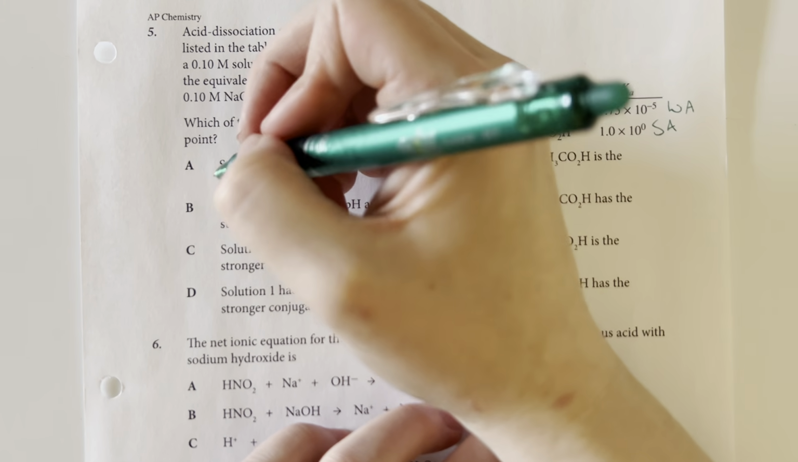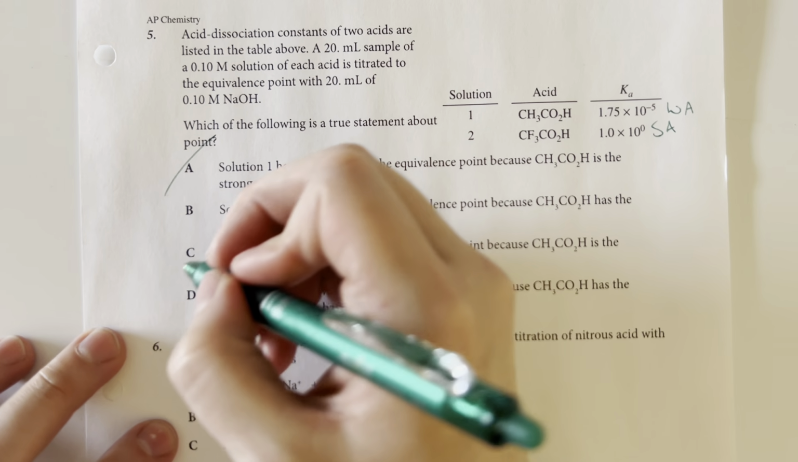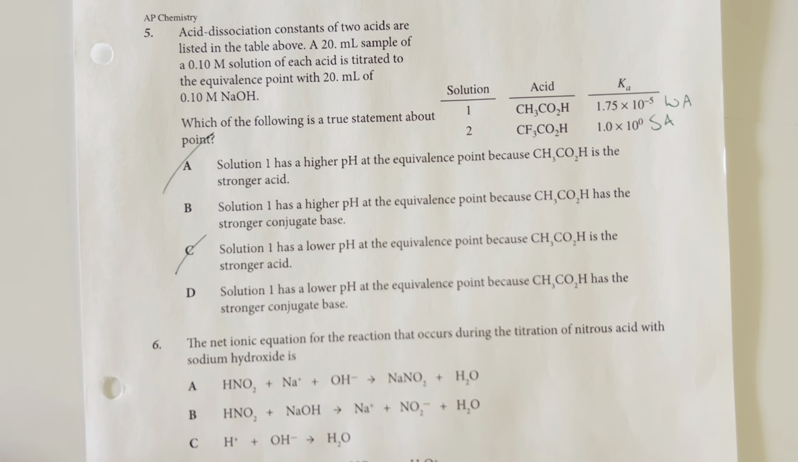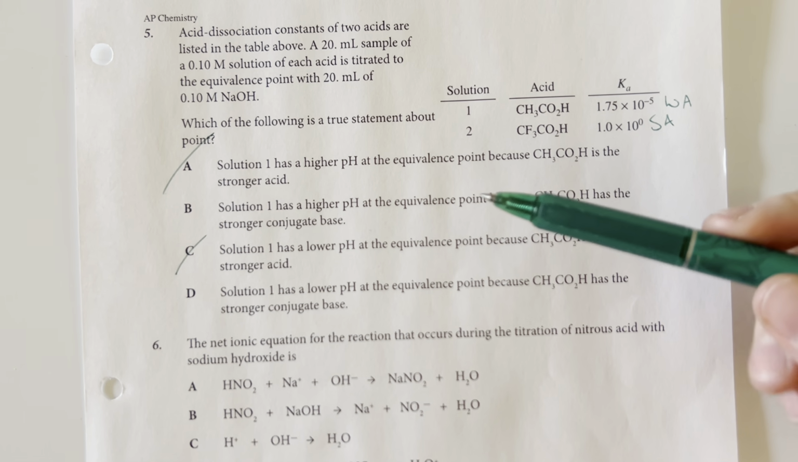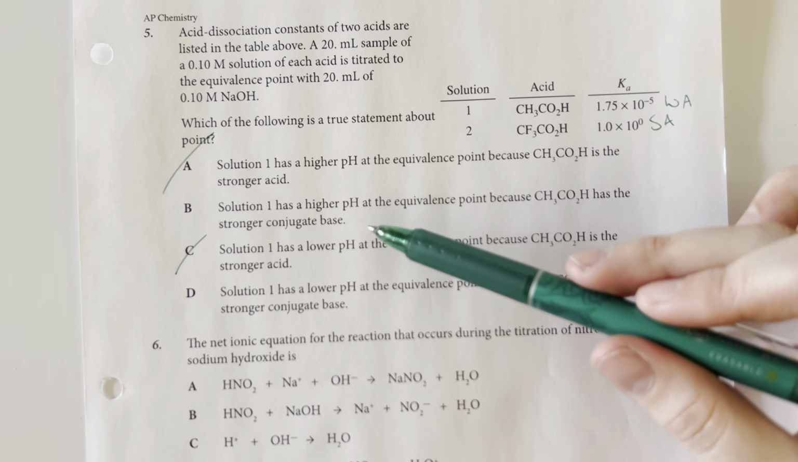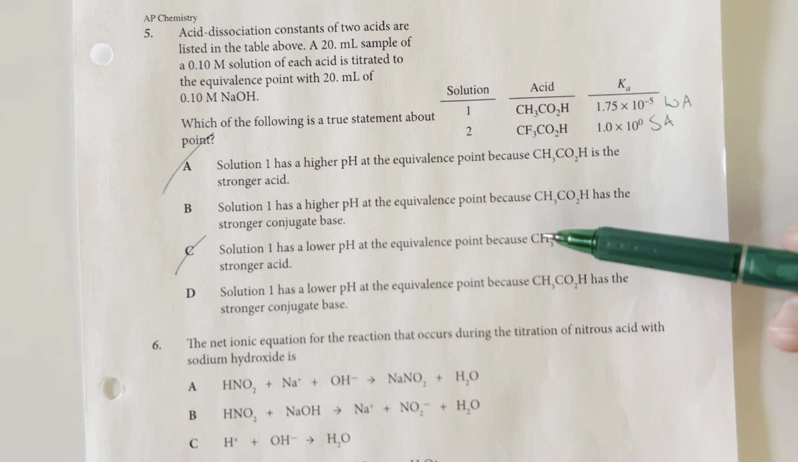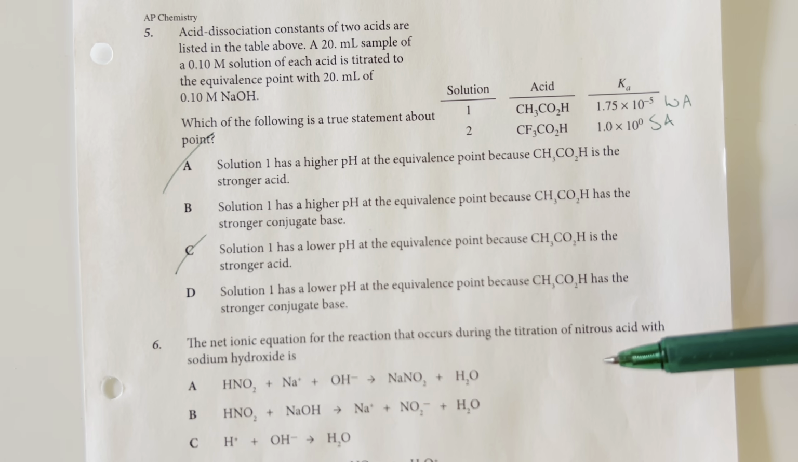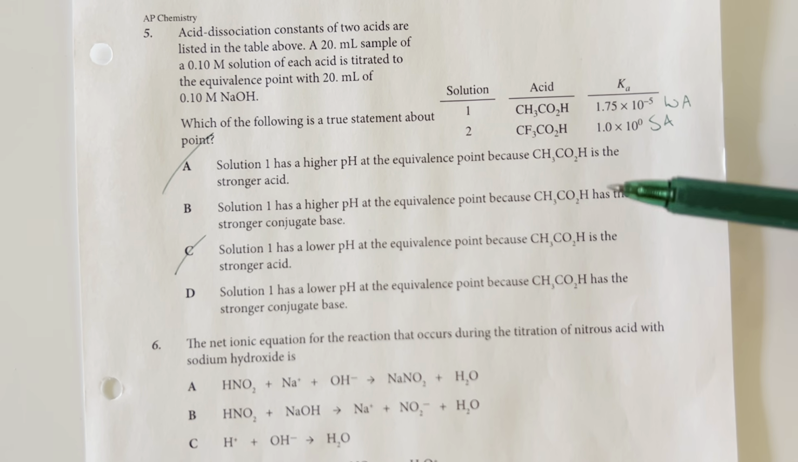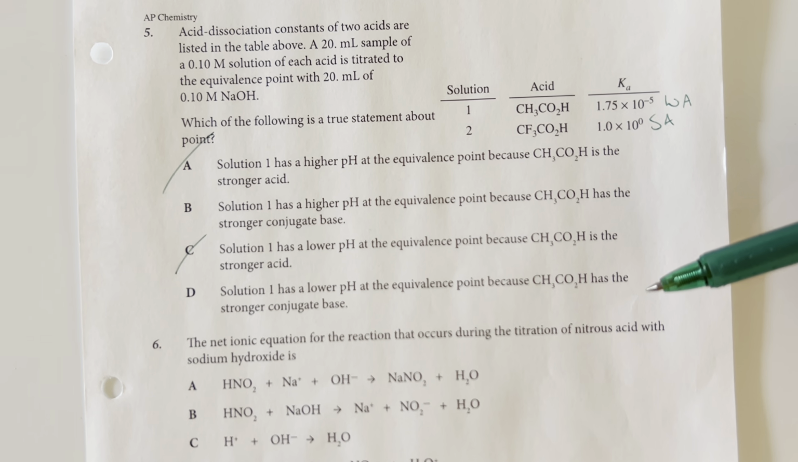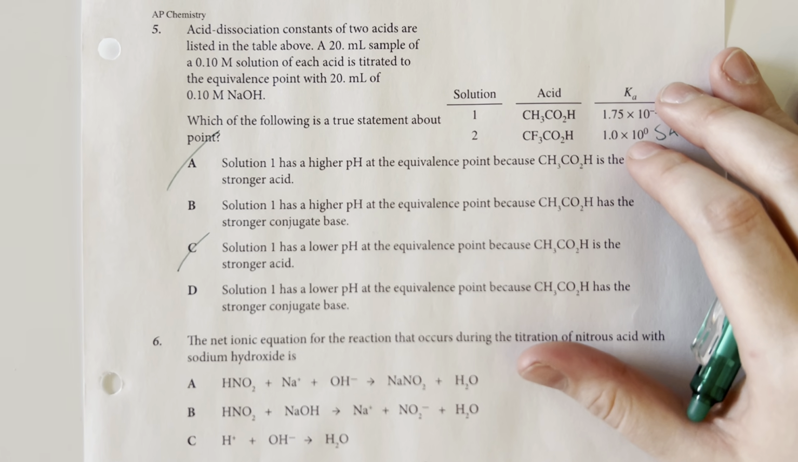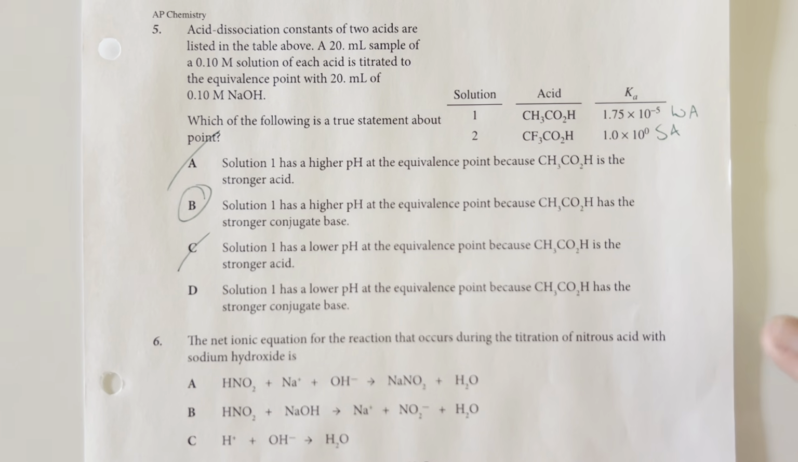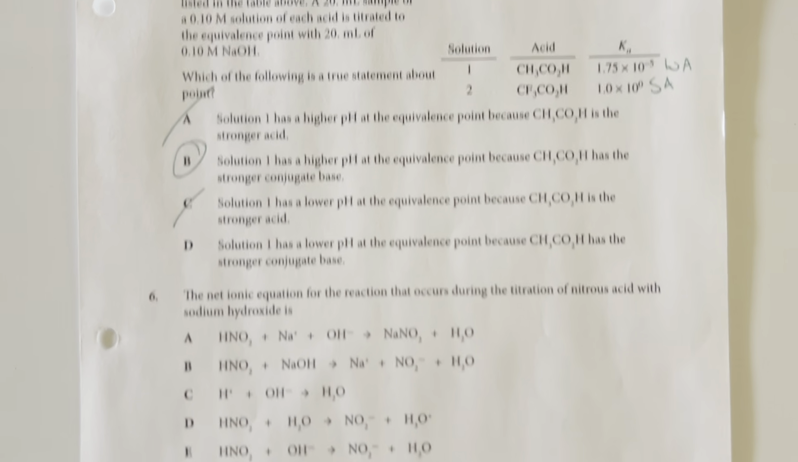So I can go ahead and eliminate anything that states that solution 1 is going to have a lower pH, because it's a stronger acid, because we know that that is the weaker acid. So we are now between whether it is a higher or lower pH based off it having a stronger conjugate base. And the stronger the conjugate base, the higher the pH is going to be, because the lower the concentration of hydrogen ions we have present. So option B is going to be our best answer choice.